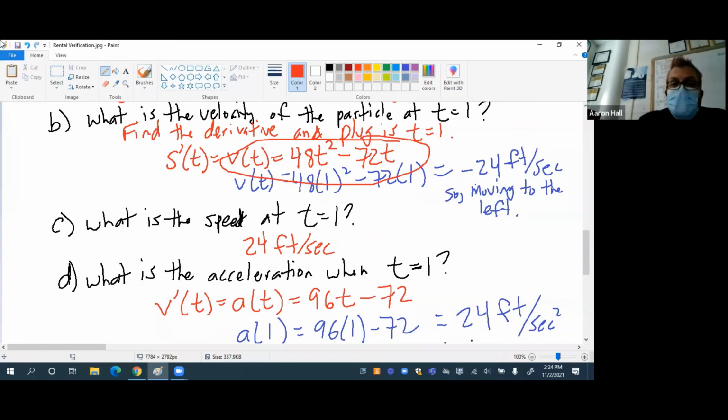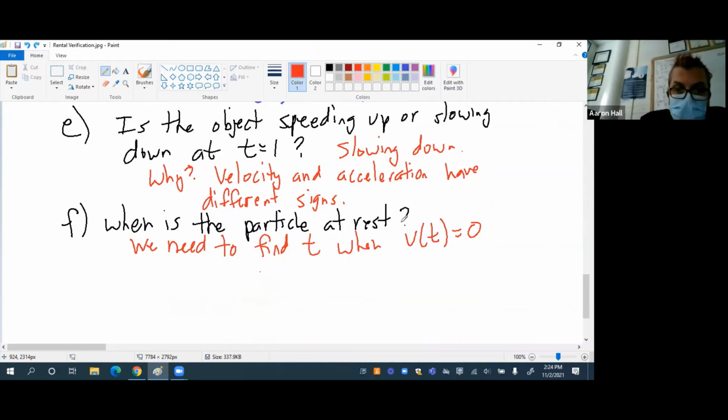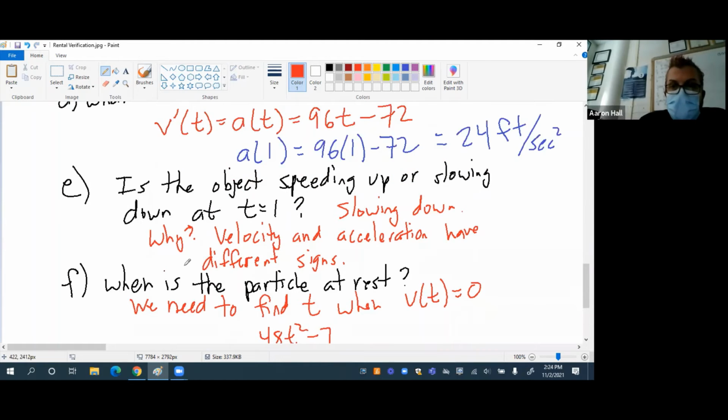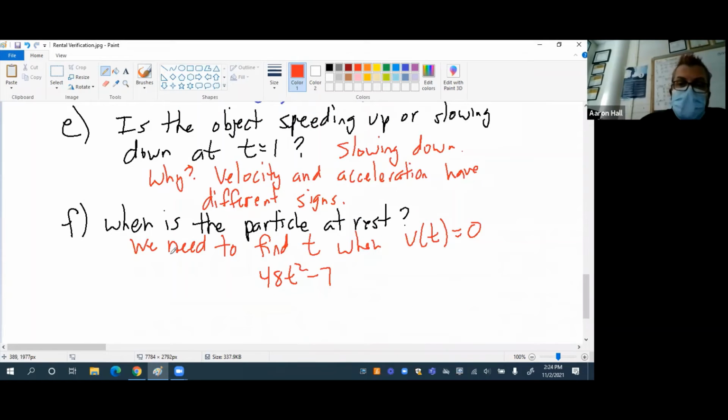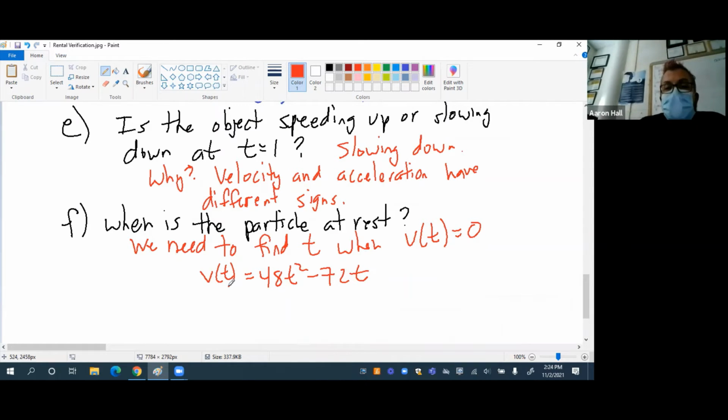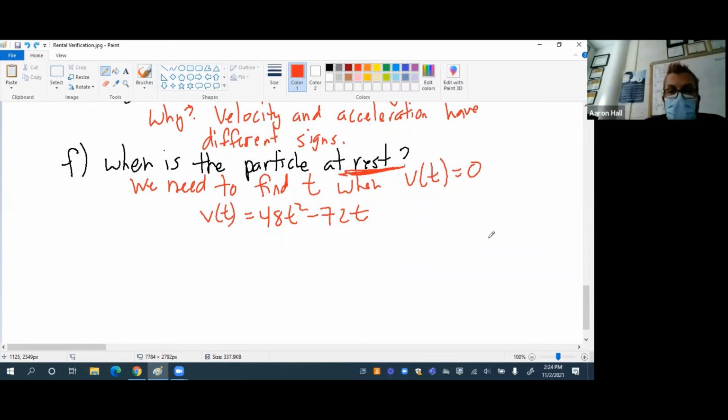Okay. So I have 48 t squared minus 32. Was that 30? Was that 72? 72, yeah. 72. That gives me my velocity. Catherine, does that make sense? If a particle is at rest, our velocity would have to be 0. Okay, so we're going to find when our velocity is 0.